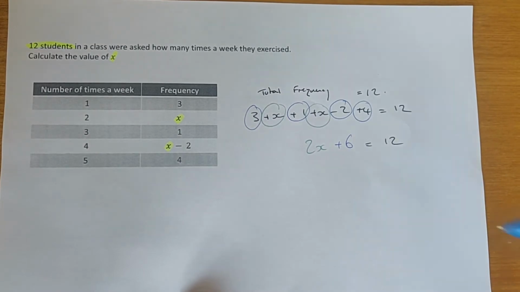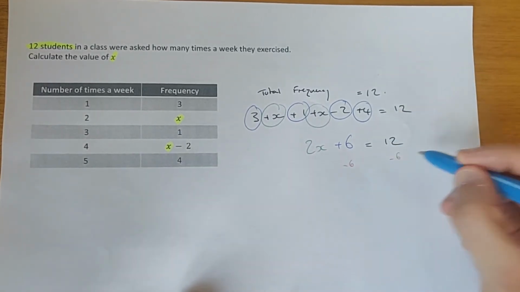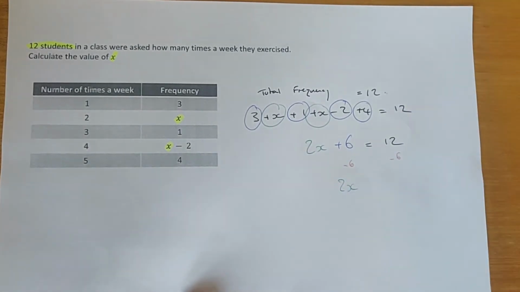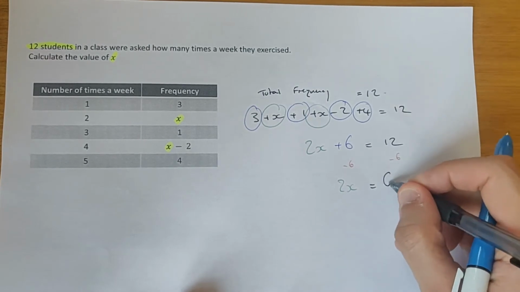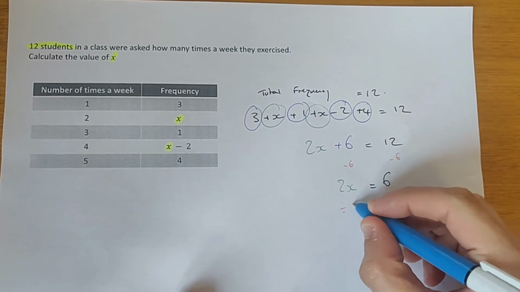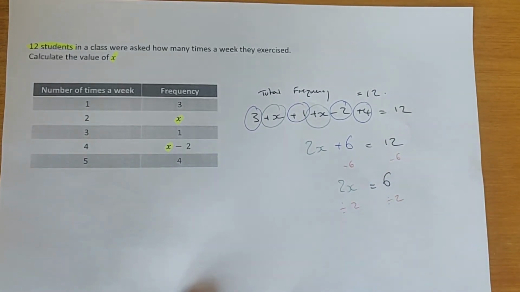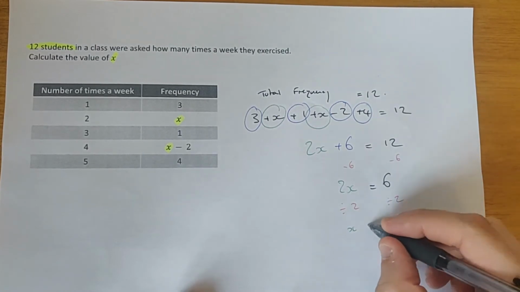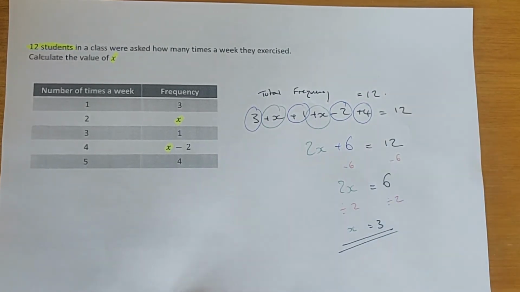I'm going to subtract 6 from both sides, and I'm going to be left with 2x is equal to 6. I'm then going to divide both sides by 2. Remember inverse operations. And I'm left with x is equal to 3. And that is the answer for that question. Nice and simple. We form an equation, we solve that equation. That's always what we're going to be looking to do when we've got algebra in these tables.